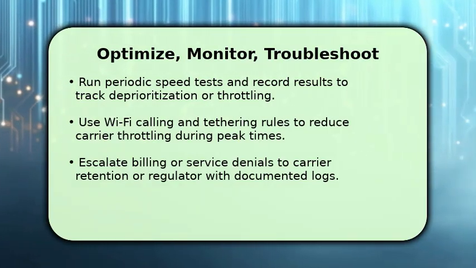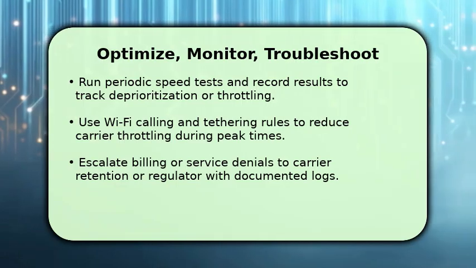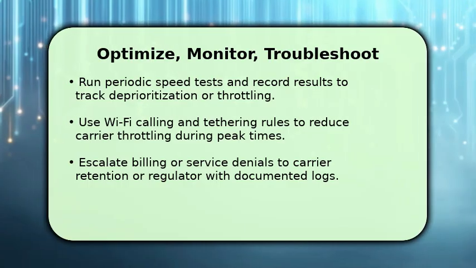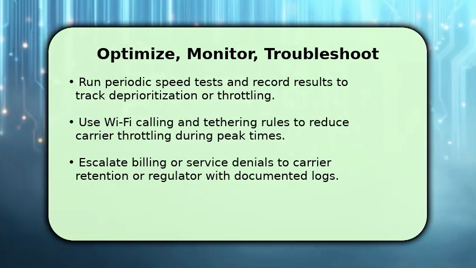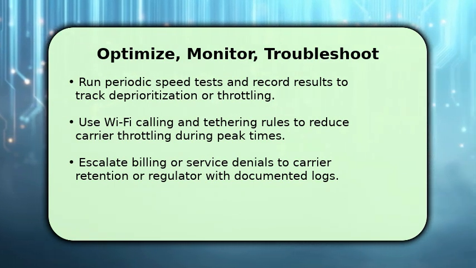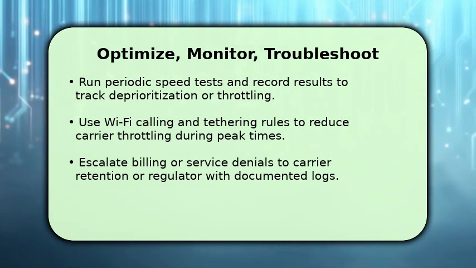Compare peak and off-peak speeds to determine if limits or speed caps apply. Use Wi-Fi calling and tethering rules to reduce cellular congestion impact during busy hours. Disable background syncing or set app limits to conserve priority in contested networks.